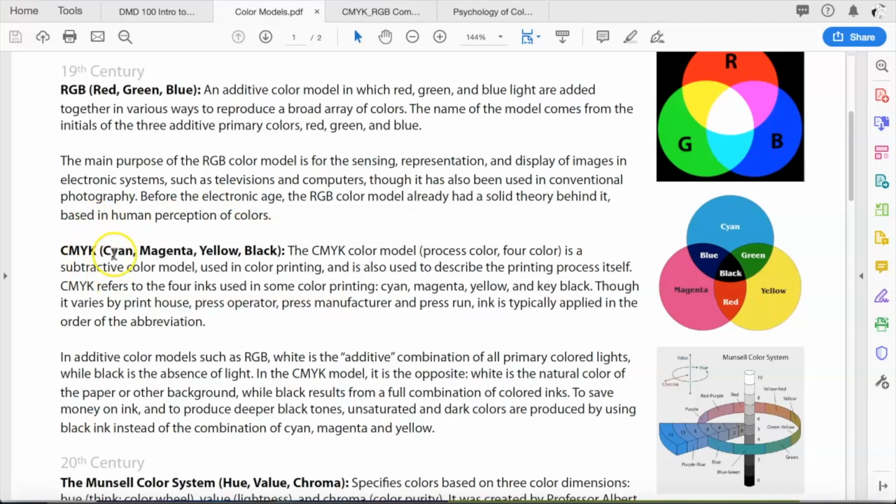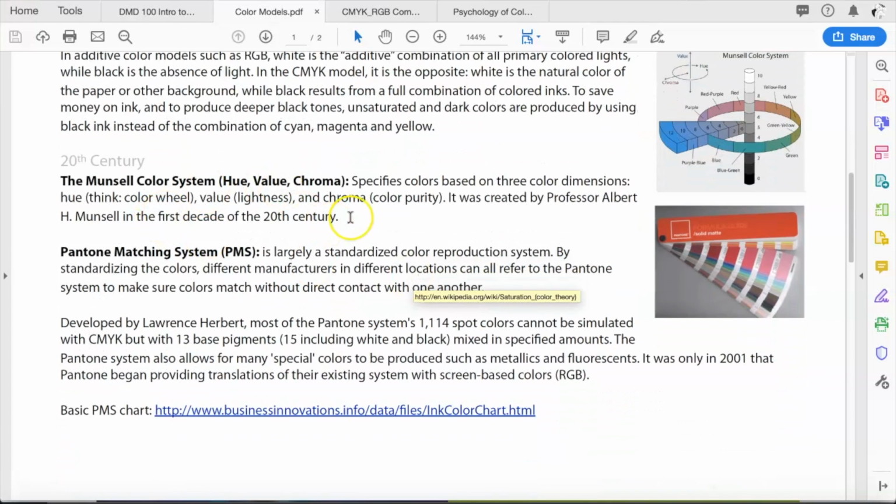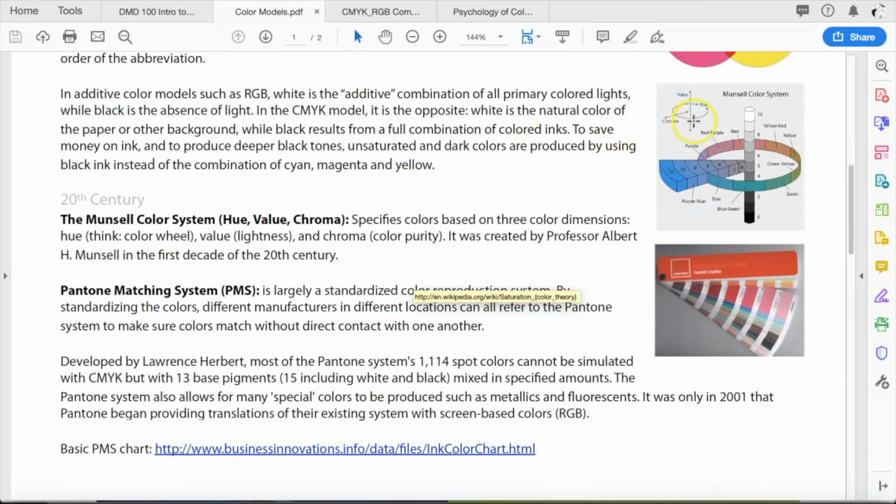Now, CMYK stands for cyan, magenta, yellow, and black. The reason why it's K and not B at the end is because it stands for key black. And this model was specifically designed for printing purposes. By the 19th century, early model printing presses were in use, and so they needed some kind of system for printing. Later on, about 100 years later, the Munsell color system came into being, which is this one over here.